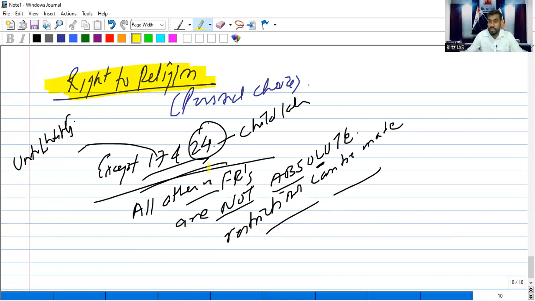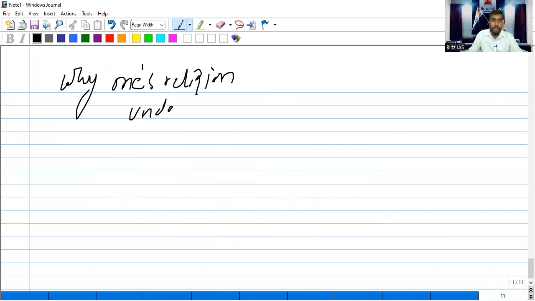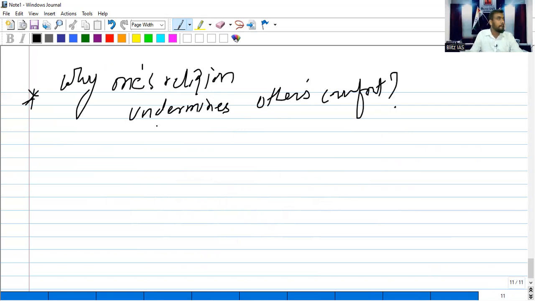So my question is that why one religion undermines others' comfort is the biggest question. आपका सेलिब्रेशन है, आपने ट्रैफिक जाम करके रखा हुआ है.